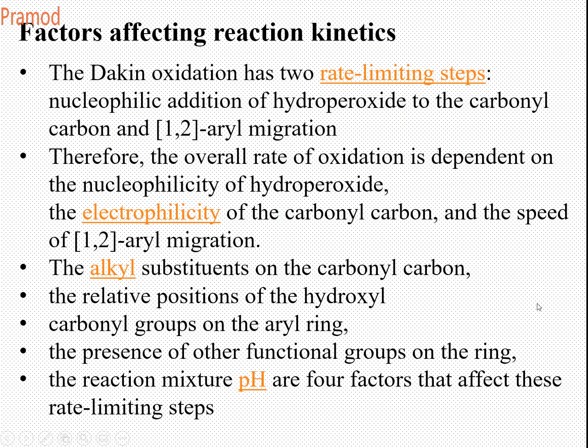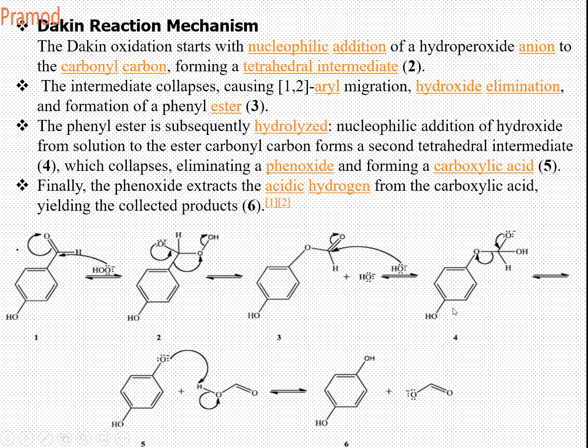So what happens over here? If you see, there is a migration. Your O comes down, the phenyl group migrates to the oxygen, and there is a removal of OH. So that is how the ester formation takes place. You get your phenolic ester, with the elimination of hydroxide.